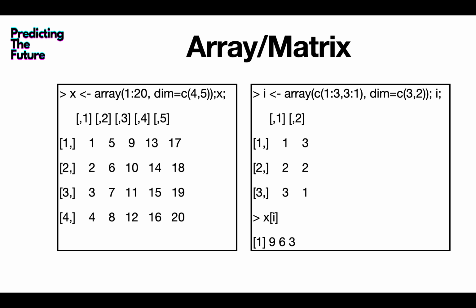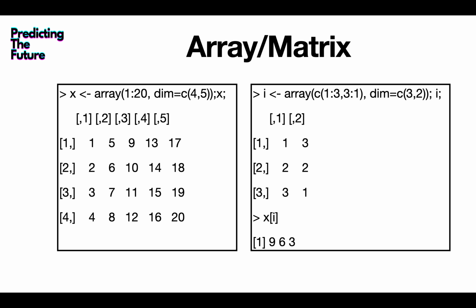Next we're going to talk about array and matrix. They're pretty much the same thing, but array is more powerful. Matrix is just a two-dimensional array. Array can be multi-dimensional, more than two-dimensional. So let's see how we create a matrix here.